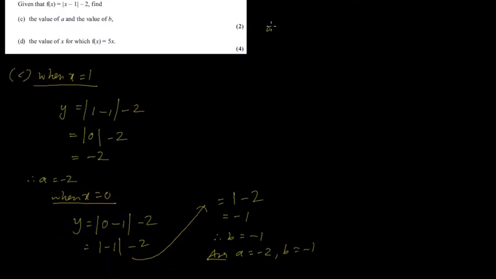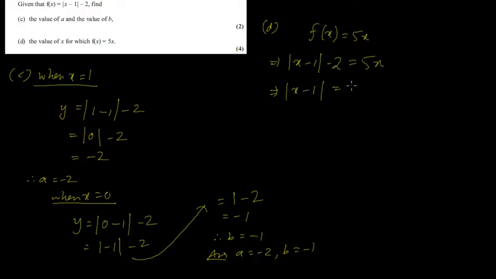Question number D is solving the equation. So you have f(x) equals 5x. So f(x) is absolute value of x minus 1 minus 2 equals 5x. Now when you have to solve a modulus function, the most important thing is to put everything that is outside the modulus on one side. So absolute value of x minus 1 equals 5x plus 2.